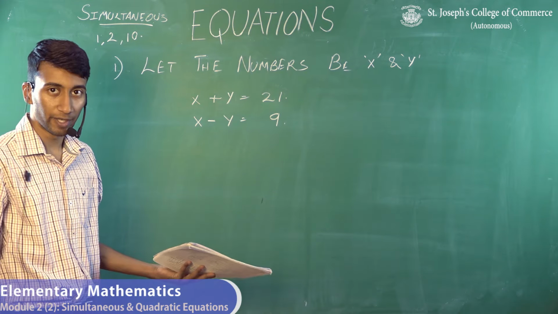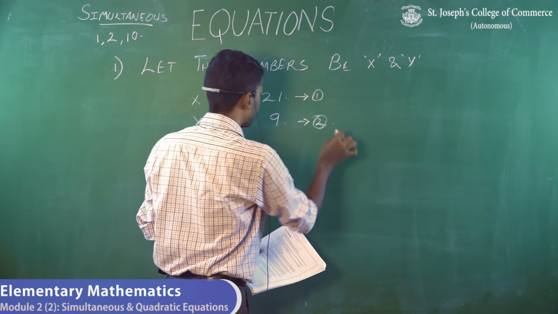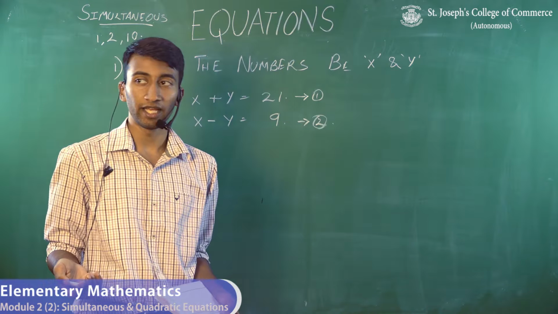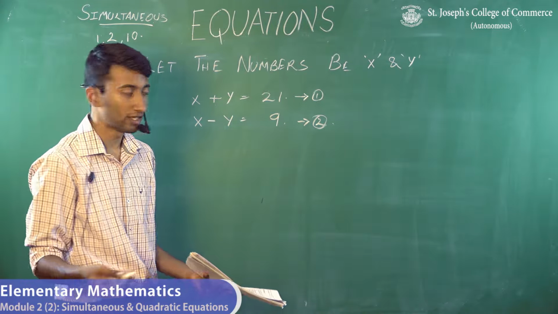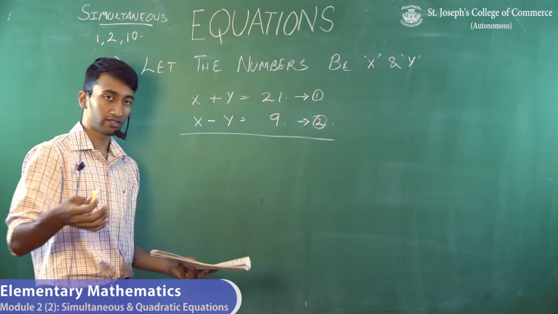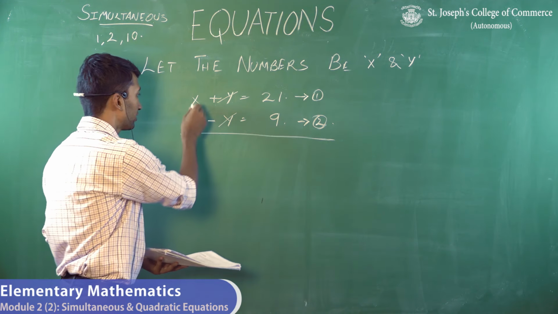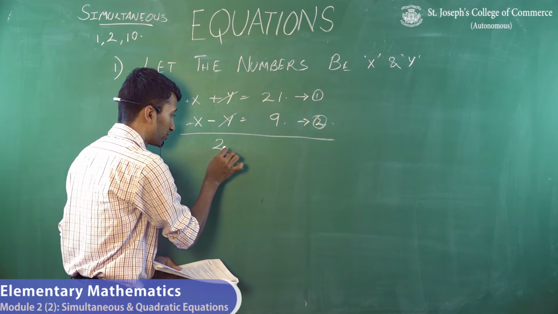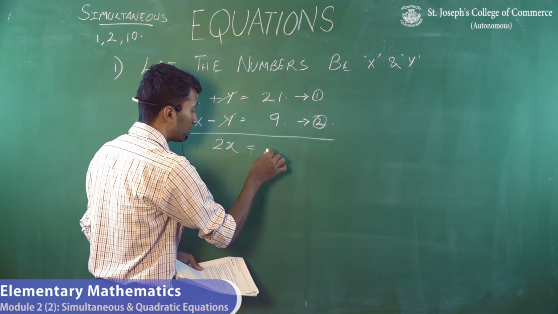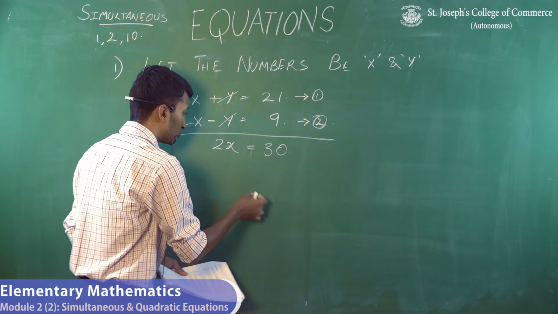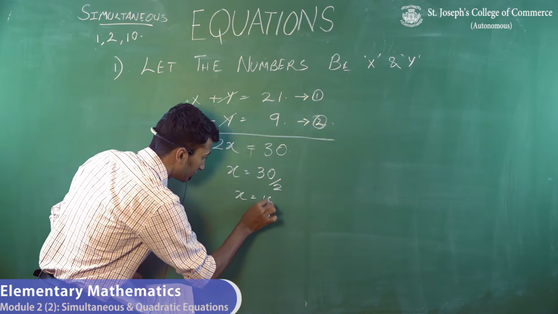So since you have both of them, equation number 1 and equation number 2. In this case, you would not want to multiply by any number, because there's already a plus y and a minus y which can get cancelled out. So you don't need to change the signs of any equation. All you have to do is just cancel out the y. If you cancel out the y, you get plus x, so that is 2x. 2x is equal to 21 plus 9, that's 30. So x will be equal to 30 by 2. So x is equal to 15.